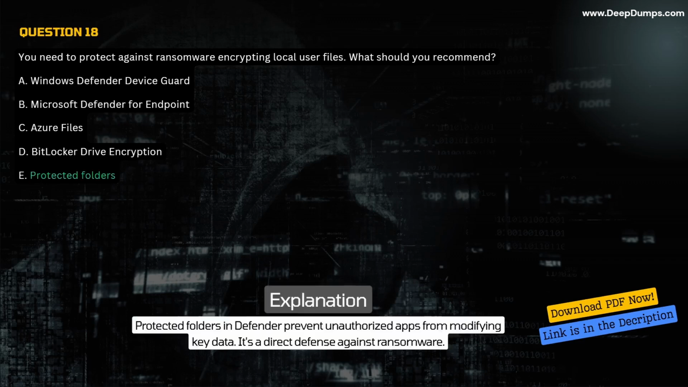Correct answer E. Protected Folders. Explanation: Protected folders in Defender prevent unauthorized apps from modifying key data. It's a direct defense against ransomware.